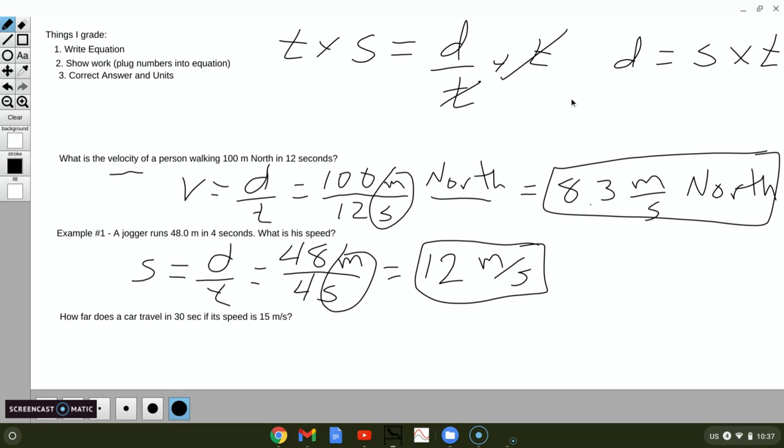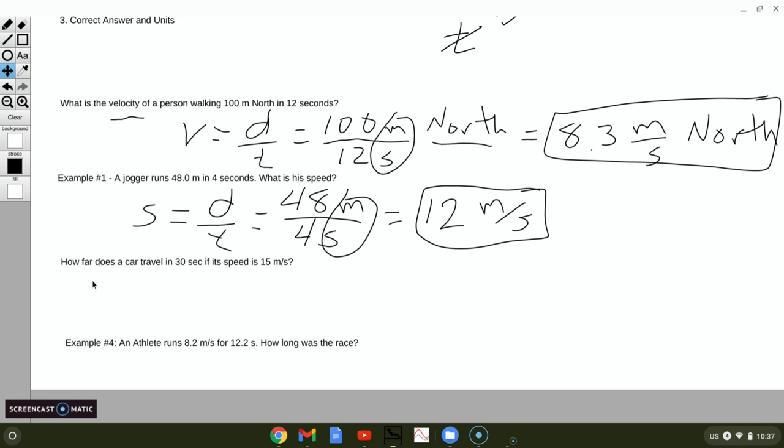All right. So now I can use this equation if they ask for a distance or a how far. So how do you ask that in like words? They would say how far or how long was the race or something like that, right? But it'll ask for, how far did it move? So here's an example that I have all ready to go for that. It says, how far does a car travel in 30 seconds if its speed is 15 meters per second? All right, so this is a distance. So they want a distance. So we need to write the equation. And the equation for distance is S times T equals D, or D equals S times T.